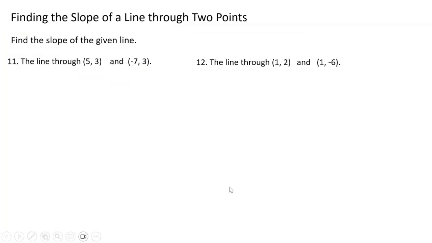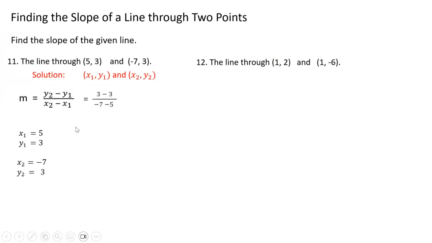Okay. Now this is number 11 and number 12. Again, same thing. My x1 is 5, my y1 is 3, my x2 is -7, and my y2 is 3. So let's put them into the formula. It's going to be y2 is 3, y1 is 3, so 3 minus 3, over x2 is -7 and x1 is 5, so -7 minus 5. If we notice, it's going to give us a 0 on the numerator. So it'll be 0 over -12, my slope will be 0.